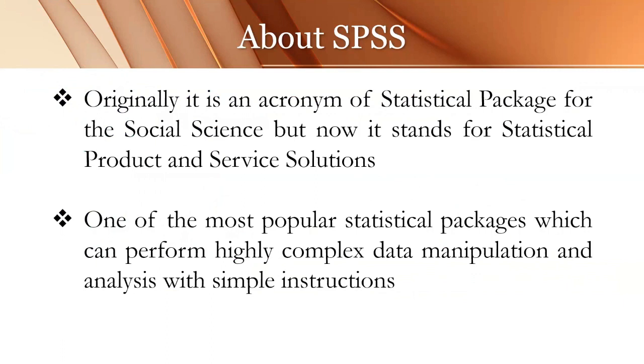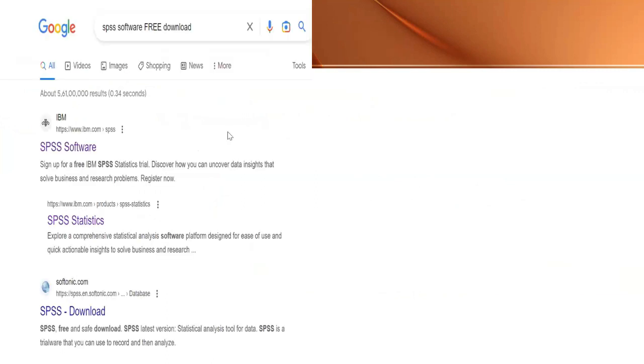Now, coming to how to install SPSS software, just go to Google. Just type SPSS software free download. The moment you type SPSS software free download, you can see so many results. Just see the first search result, that is SPSS software IBM. Now just click on IBM SPSS software.